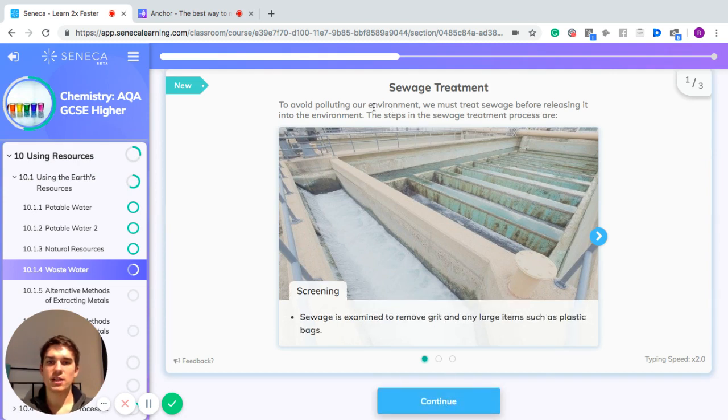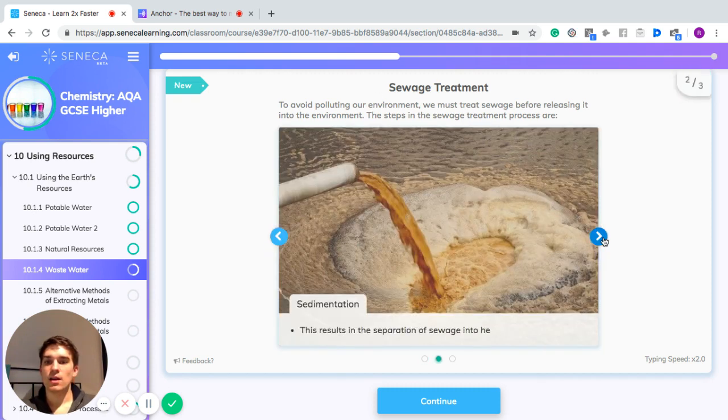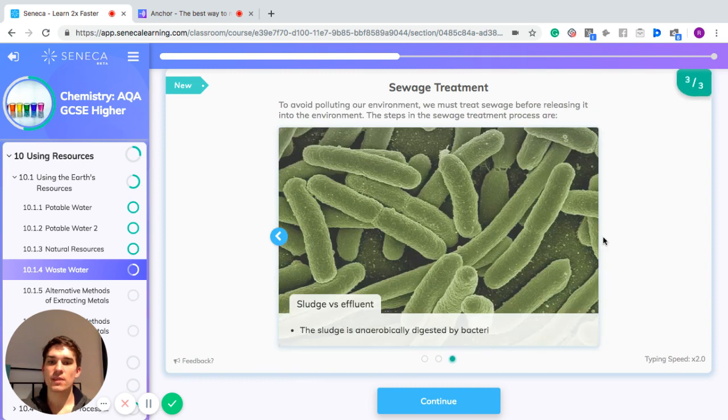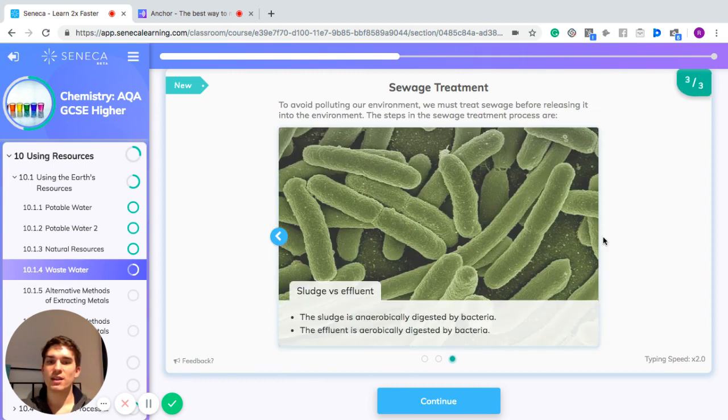To avoid polluting our environment, we must treat sewage before releasing it into the environment. The steps for sewage treatment are as follows. So firstly, the sewage is screened to remove grit and any large items such as plastic bags. This results in the separation of sewage into heavy sludge and lighter effluent. The sludge is anaerobically digested by bacteria, and the effluent is aerobically digested by bacteria.